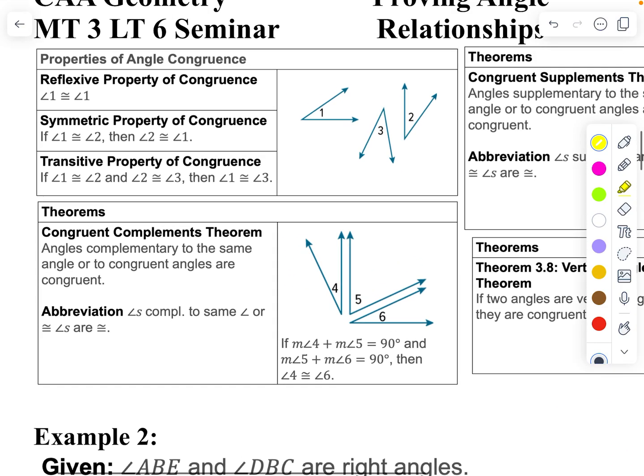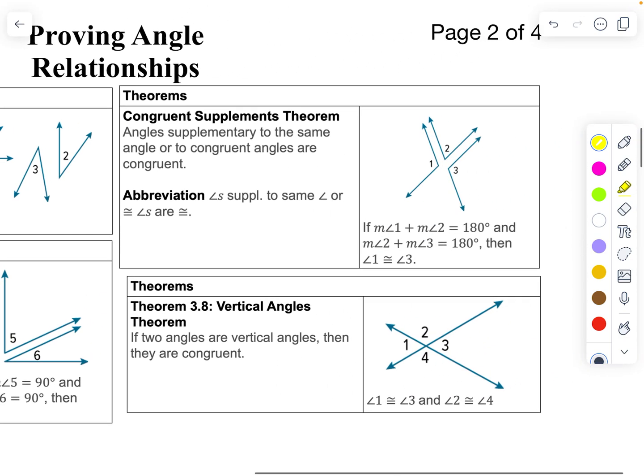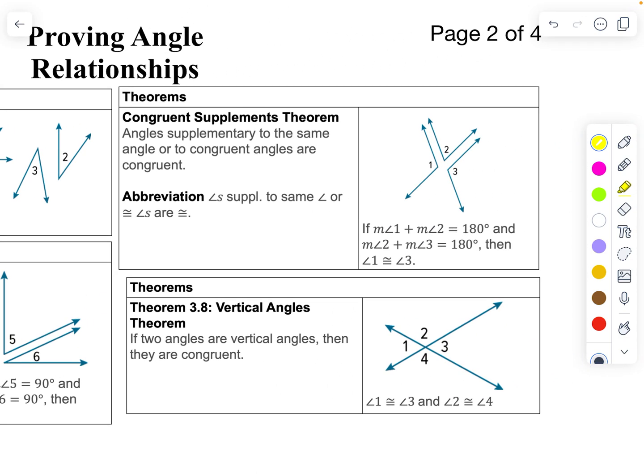Just like in segments, angles are reflexive, symmetric, and transitive. We have the congruent supplements theorem that says, if two angles are supplementary to the same angle like we have here, we know those two angles are congruent. So if angle 1 and angle 2 are supplementary, and angle 2 and angle 3 are supplementary, then I know angle 1 is congruent to angle 3 by the congruent supplements theorem.